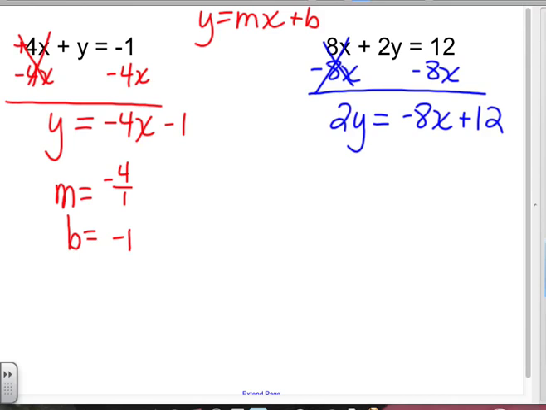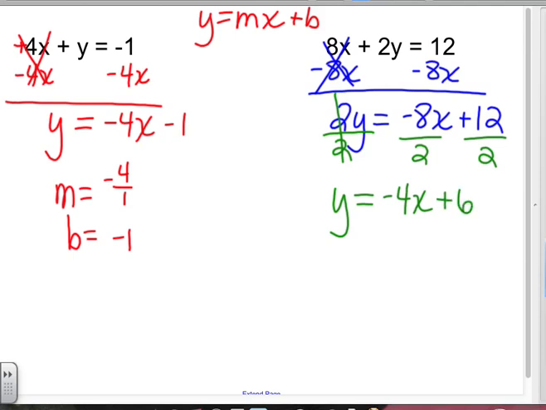So, how do I break that 2 off of the y? Do you remember? You divide by 2. So, everybody all the way across gets divided by 2. The 2y gets divided by 2 so that it cancels. This term gets divided by 2, and that term gets divided by 2. You have to go all the way across when you're dividing or multiplying. So, y is happy. What is -8 divided by 2? -4x. And a positive 12 divided by 2 is positive 6. Slope of this line, -4/1, and the y-intercept is a positive 6.